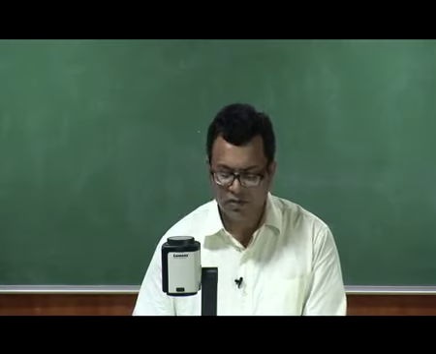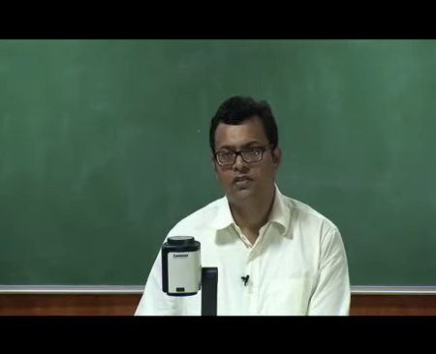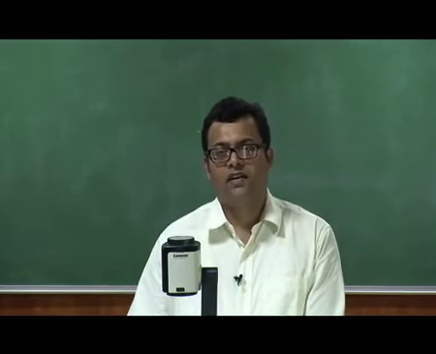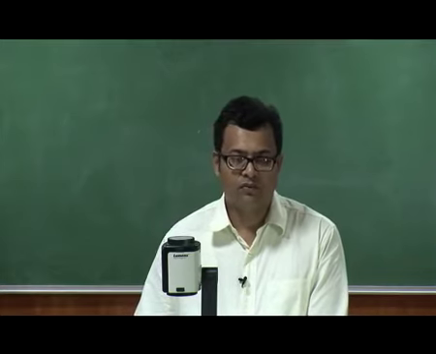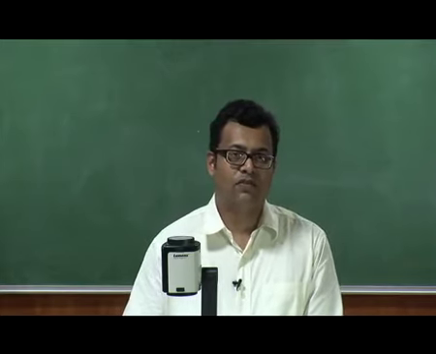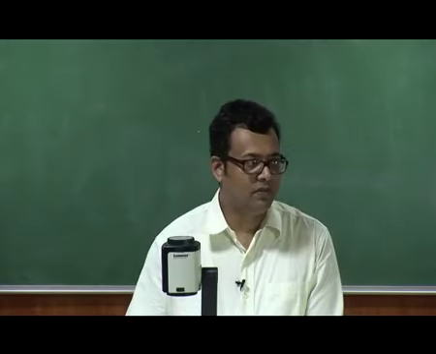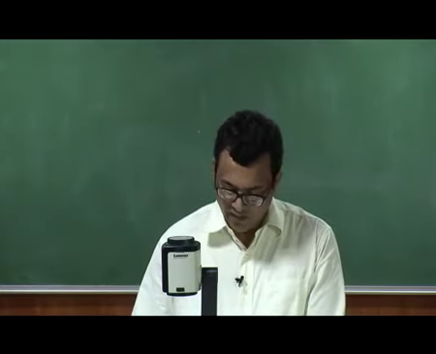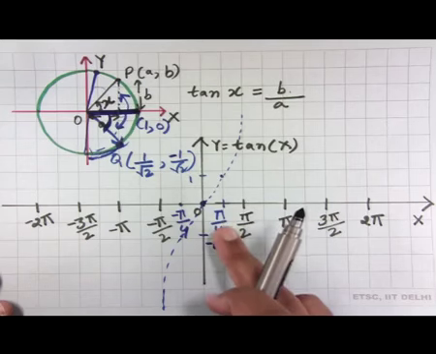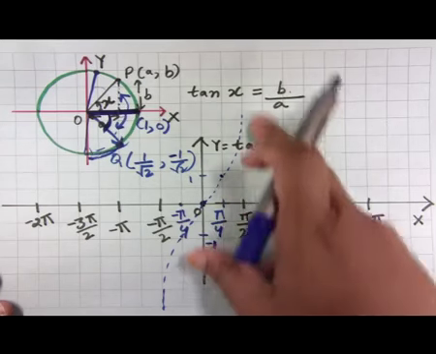So, compared to sin x and cos x, which were bounded functions. What I mean by bounded is that for any x, the value of sin x was always between minus 1 and plus 1, and the value of cos x was also between minus 1 and plus 1. But that is not so with tangent of x. The value can really go unbounded.